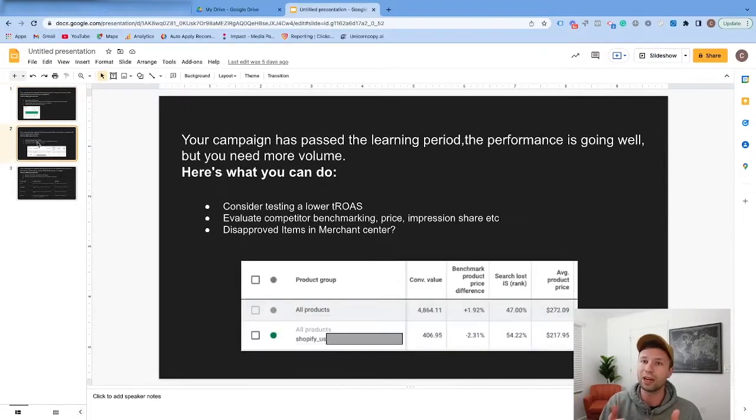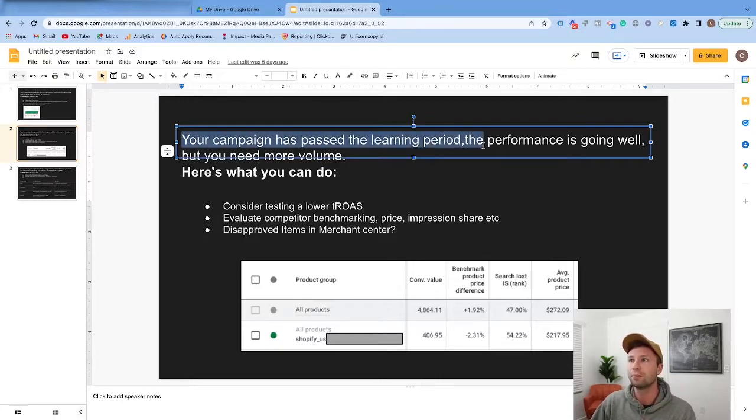Here's the situation that you are in if you want to scale or optimize your campaign. Your campaign has passed the learning period. The performance is going well, but you need more volume. Here's what you can do. Consider testing a lower target ROAS. As I mentioned, lowering that target ROAS increases your bid, and in turn, it gives you more impressions, more clicks, more at-bats to show your products to customers. And this doesn't always result in a lower ROAS. It can, but it ultimately guarantees you more clicks and more impressions.